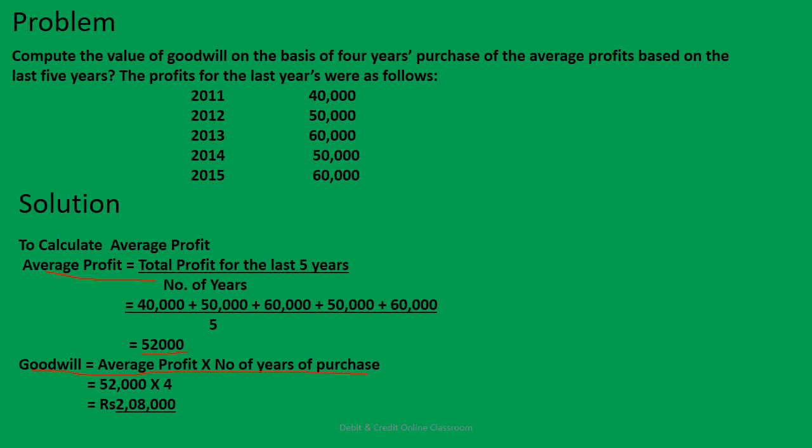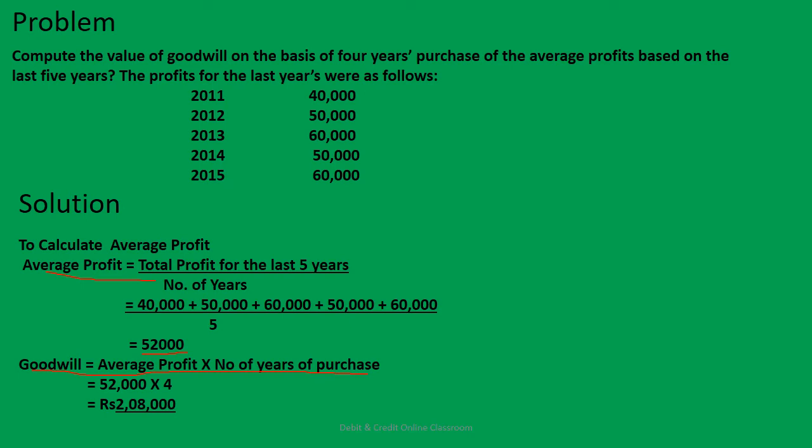And to calculate the average profit, it is equal to total profit for the last 5 years divided by number of years. So we have to add the profit of these years and we have to divide it by 5 because we are taking the 5 years profit. Then we will get 52,000 as the average profit.